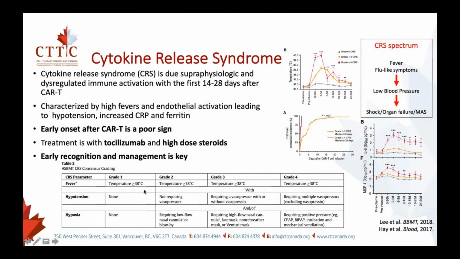So I've provided for you here the ASBMT consensus grading system. And you can see it's based upon fever, hypotension, and hypoxia. And you have to have fever to have CRS. And then vasopressor support or not defines grade 2 versus grade 3. Hypotension and hypoxia, you see, it depends upon how much oxygen requirements they have.